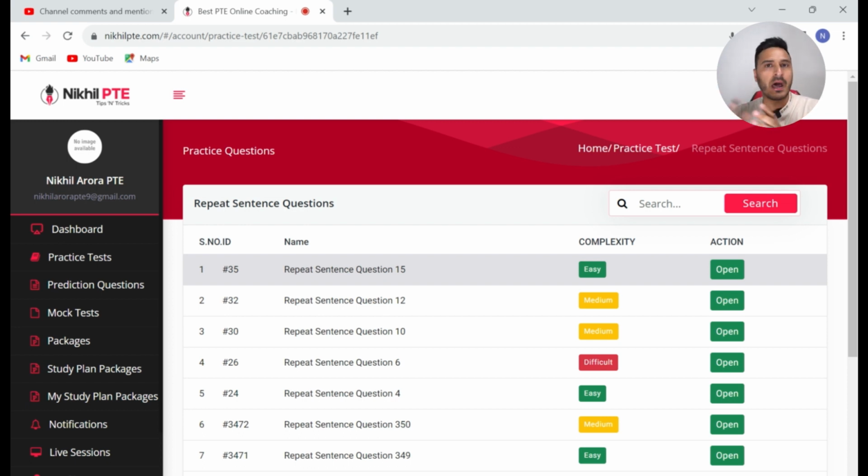Everyone has their own target. Some students are aiming for 6 each, 7 each, 8 each. So I'm going to explain for all my students. If your target is 6 each, what do you have to do? 7 or 8 each, what do you have to do? Let's start with the repeat sentence.